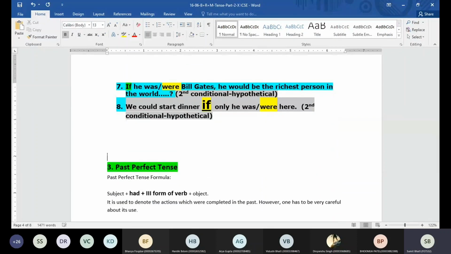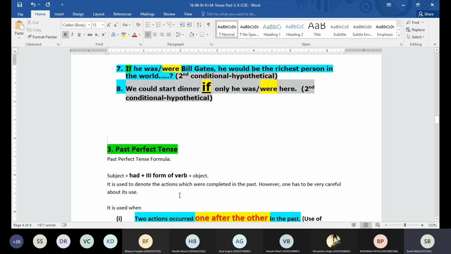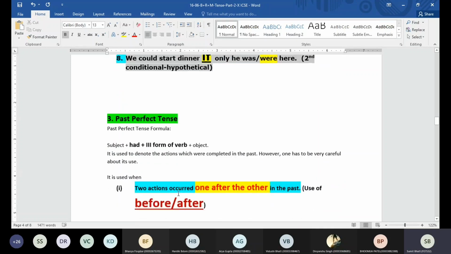Now let's go to past perfect tense. In past perfect tense, we are going to use subject, had, third form of the verb, and object. It is used to denote actions which were completed in the past. However, one has to be very careful about when you are using it.